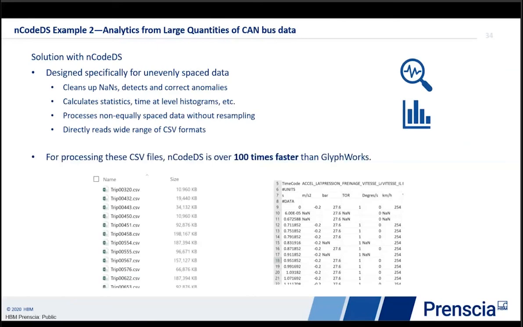For processing those kinds of CSV files, the kind of file example we were looking at there, you'll find that nCodeDS, certainly in this example, was over 100 times faster than GlyphWorks. Now, GlyphWorks is a great tool. GlyphWorks is very, very efficient at handling high quality data, the kind of file formats we were looking at before, measurement data acquisition systems. It's also very graphical and very interactive, but for raw throughput capability, if you've got large amounts of data coming in, nCodeDS really takes this to a new level of what's possible with signal processing.